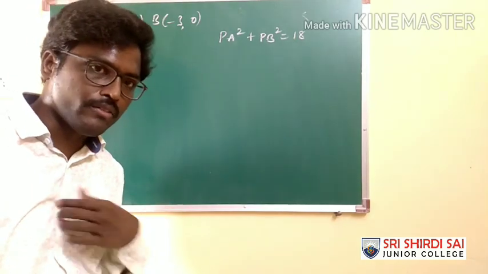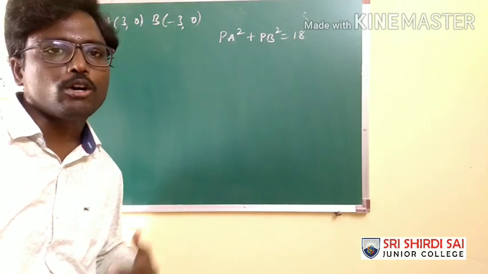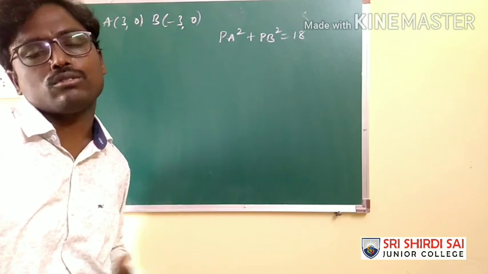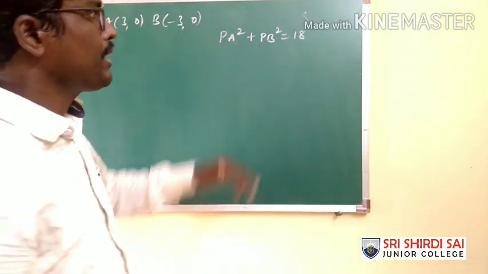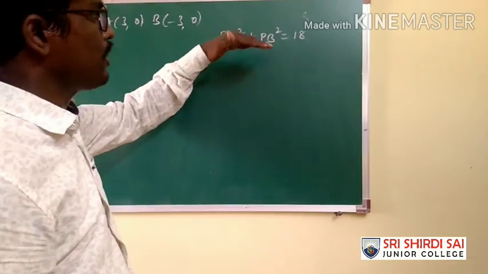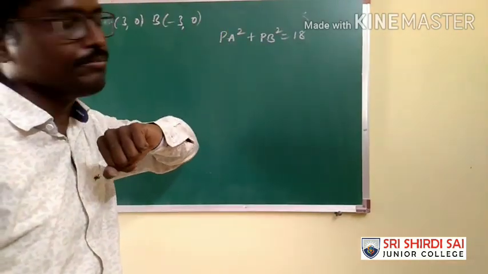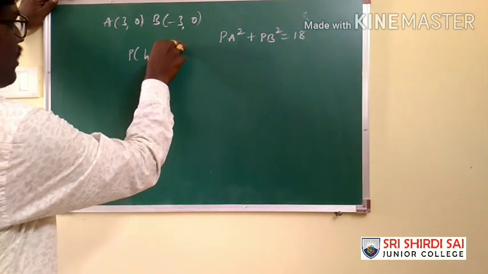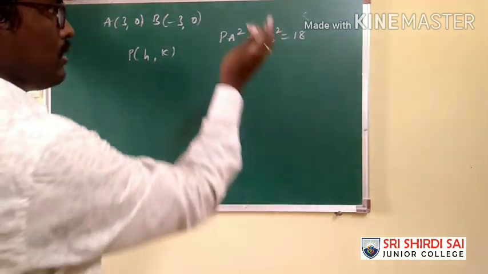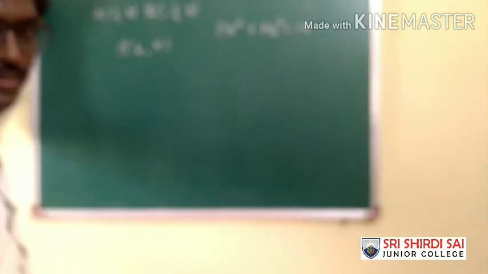So I told you in the previous class, when you are solving a problem on locus, our focus should be towards the given geometrical condition. What is the given geometrical condition? This is the condition: PA square plus PB square is equal to 18. So what is the point we generally take? H comma K. So this we are going to simplify to obtain the equation of the locus.